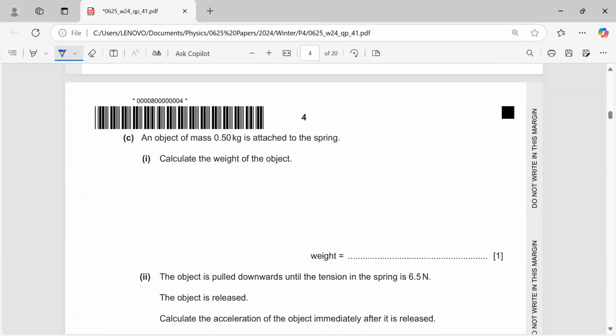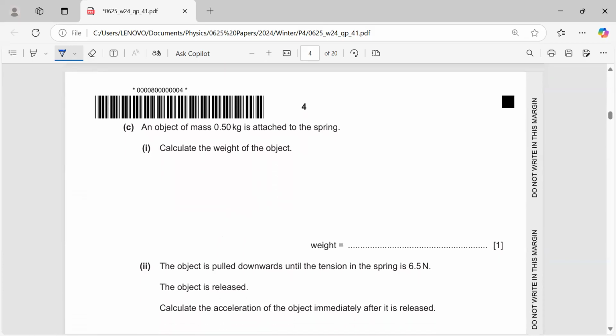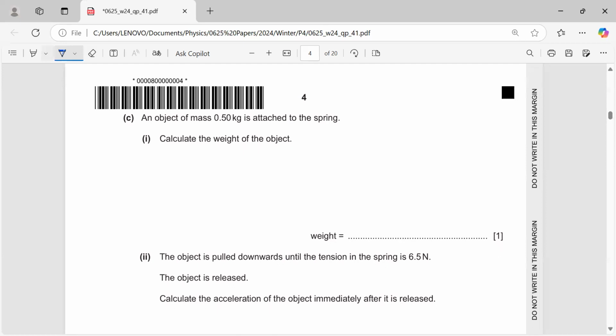The next part, C of question number 1. An object of mass 0.5 kg is attached to the spring. Calculate the weight of the object. So we have to calculate the weight here, right? If the mass is 0.50, again, very simple. You know the formula W equals mg, the product of mass and gravitational acceleration. So 0.50 multiplied by 9.8. After multiplying these two factors, we will get 4.9, and that is in Newton.